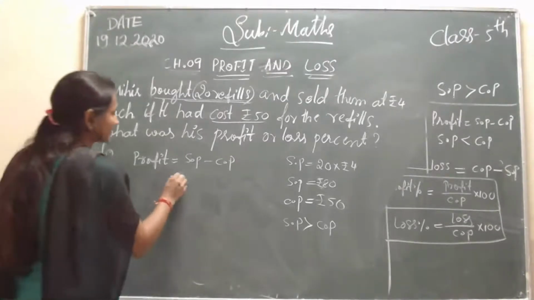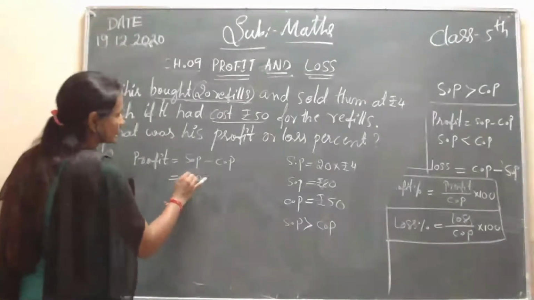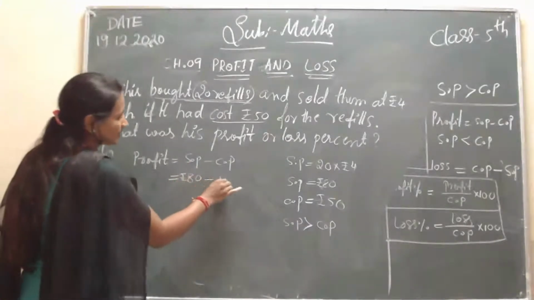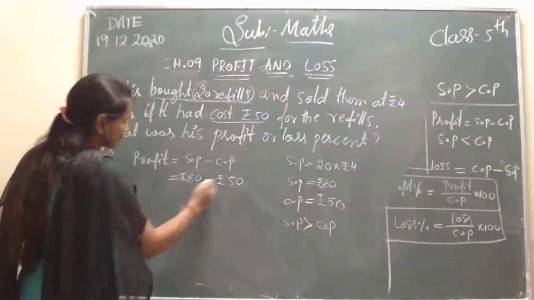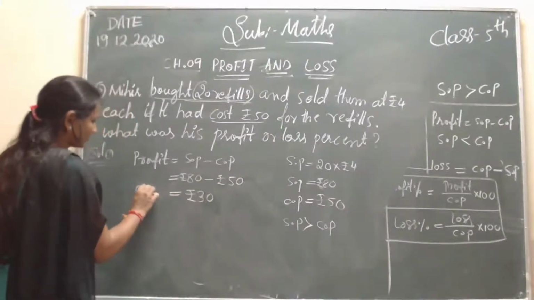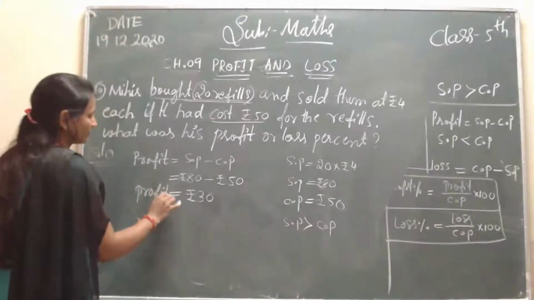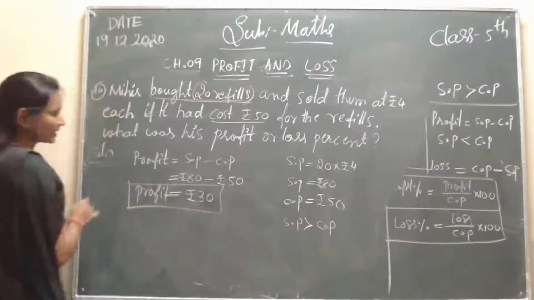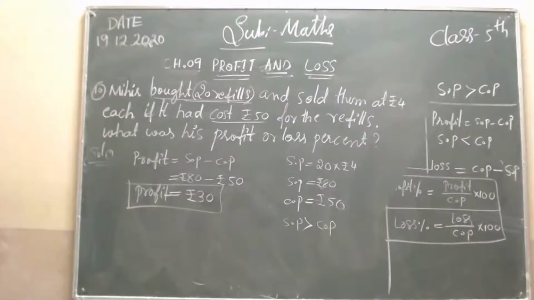What is the value for SP? That is 80 rupees. The CP is 50 rupees. So I have to subtract. The remaining is 30 rupees. This is a profit. How much is the profit? So 30 rupees is the profit.